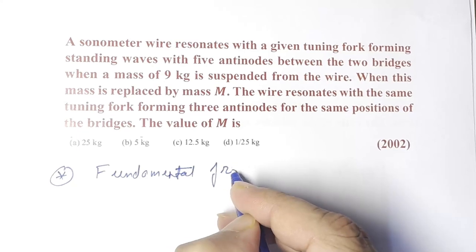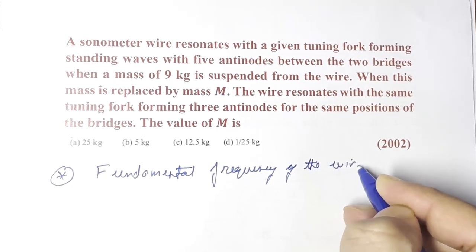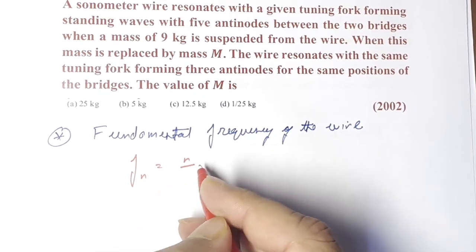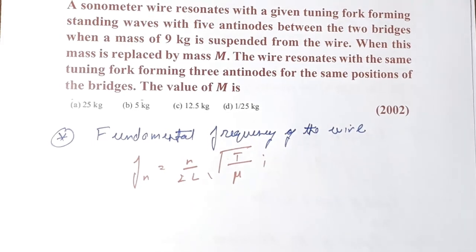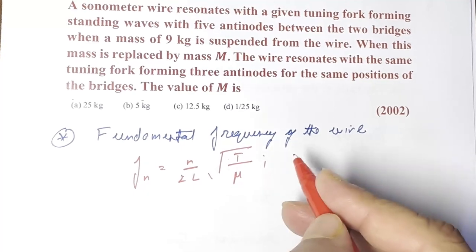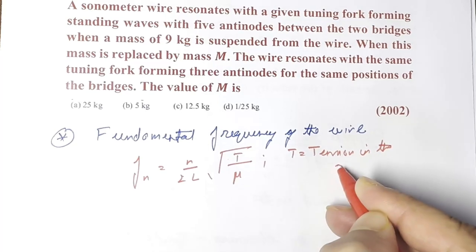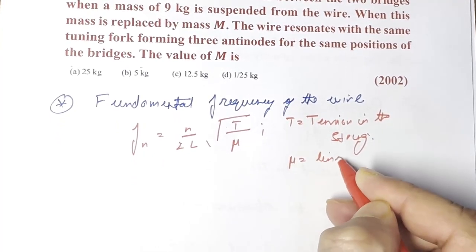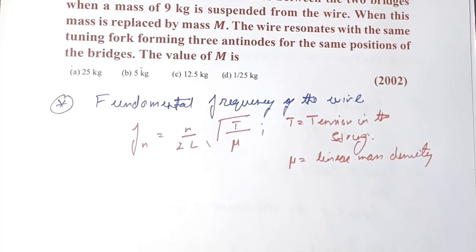the fundamental frequency of the wire is given as f of n is equal to n upon 2L square root of T divided by mu, and T is the tension in the string, mu is the linear mass density, and n is the number of antinodes associated with this fundamental frequency.